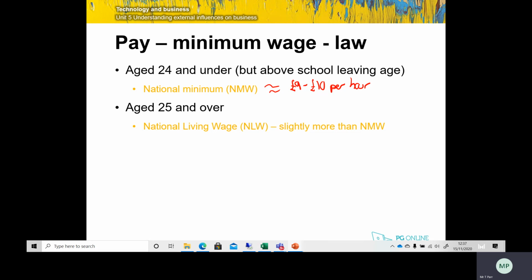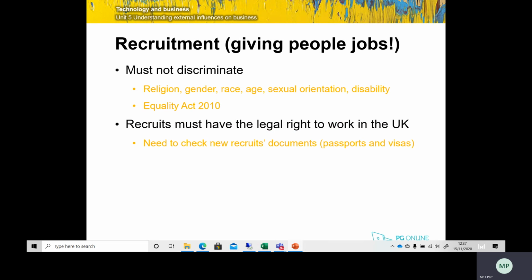Remember, salary is where you're given a certain amount of money over the year, and that's split per month. You get paid monthly, 12 times. Wages get paid weekly, daily, or fortnightly, but it's measured on a per hour basis. Okay, so by law your business must pay the national minimum wage, and that protects the employees. That means if you get a job, you know you're going to earn a certain amount, at least.